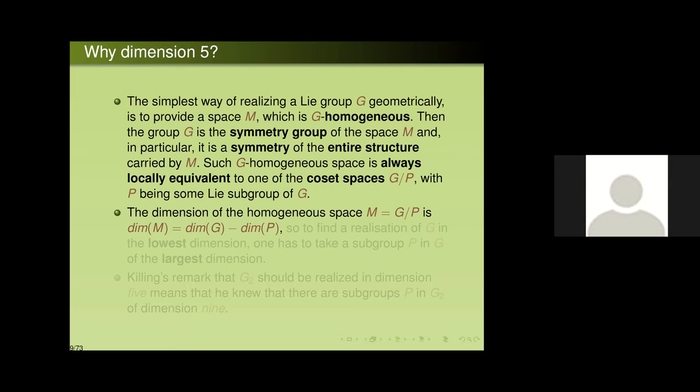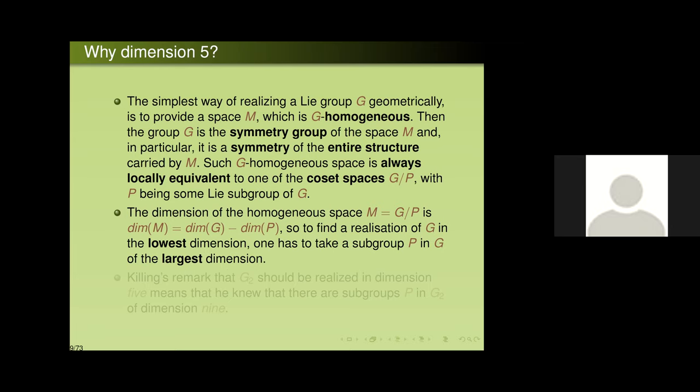So if we would like to find the smallest possible dimension of realization of this G symmetric structure, we have to choose the largest subgroup of the group. So as I said, to find the realization of G in the lowest dimension, one has to take a subgroup P in G of the largest dimension.